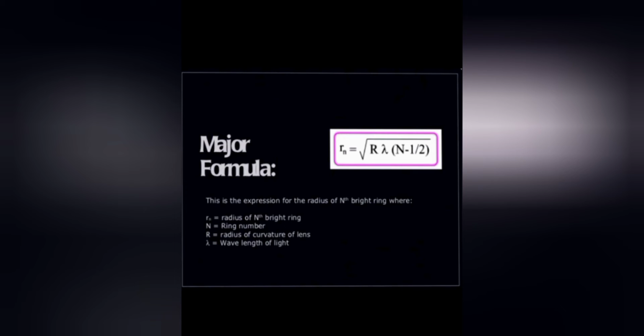This is the expression for the radius of the nth bright ring, where Rn equal to radius of nth bright ring, n equal to ring number, r equal to radius of curvature of lens, lambda equal to wavelength of light.